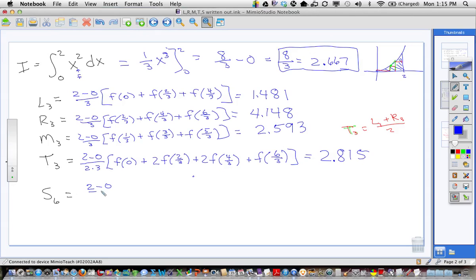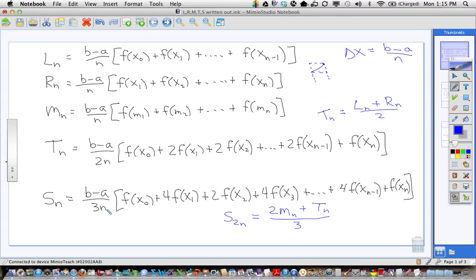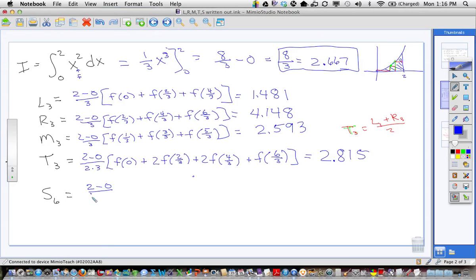2 minus 0. Down here would be 3 times 6. Right? This n right here is this n right here. Don't confuse it with this formula. That's a different formula. Okay? This n right here is this n. Now that has to be even. Okay? To do Simpson's rule, that has to be even right there. Okay? So it's 6. So when I write it out, I should have 3 times 6. Right there. Okay? 2 minus 0 over 3 times n. N is 6. On these other ones, n was 3.